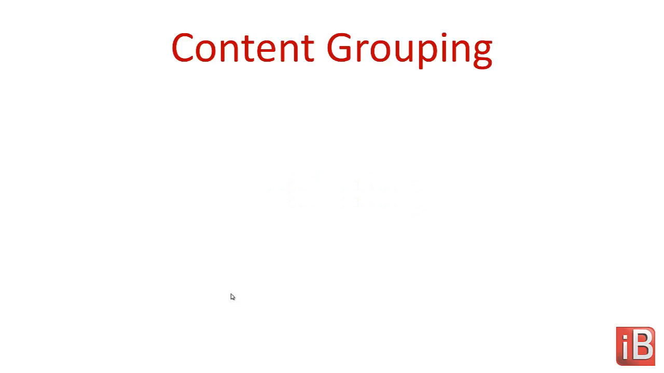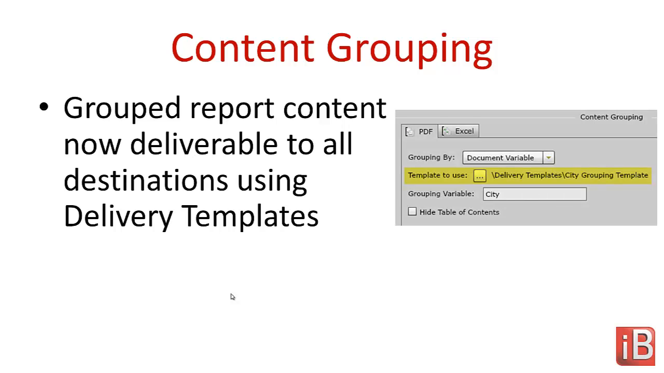The next change regards publishing and specifically content grouping. For those users that don't leverage content grouping today, content grouping allows you to take the output for one or more reports in a burst and group them together into a single PDF or Excel file. And in prior builds, you could take that grouped content and deliver it to specific locations like network folders or FTP sites. In build 124, we've expanded content grouping to support what are called delivery templates.